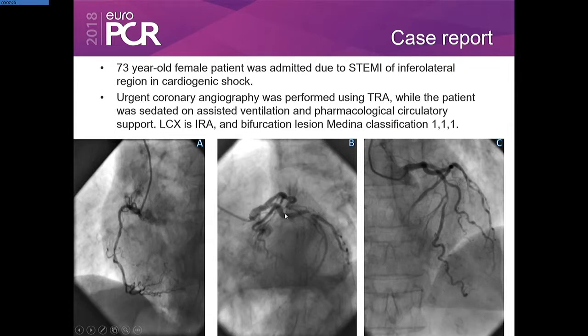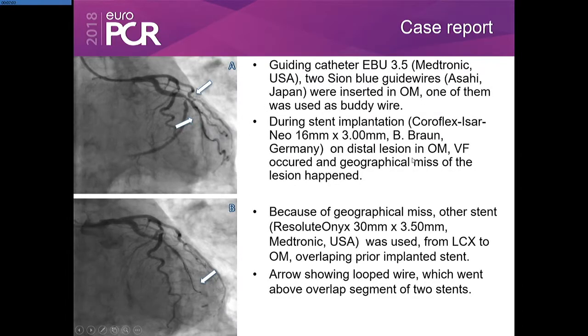The left coronary artery showed the circumflex artery is the infarct-related artery, with a carpet lesion on the bifurcation and one lesion on the distal marginal branch, and the LAD also had a significant lesion. Medina classification of the circumflex bifurcation lesion was 1-1-1. Primary PCI was performed using guiding catheter EBU 3.5. We used two Cyan Blue guide wires. One of them we used as a buddy wire.